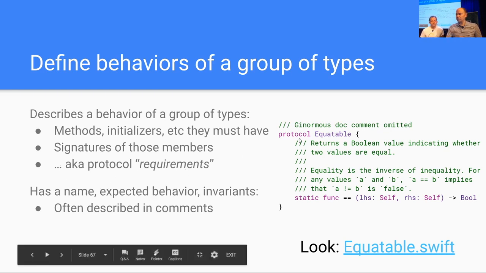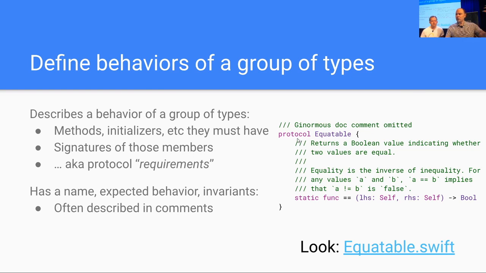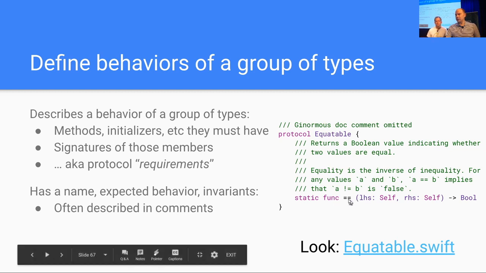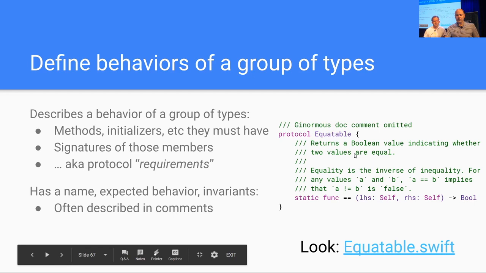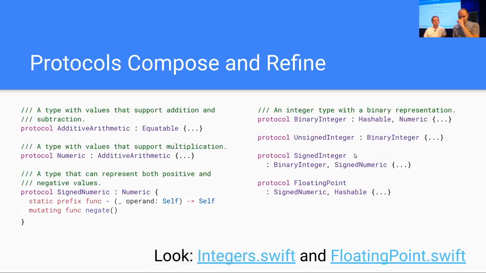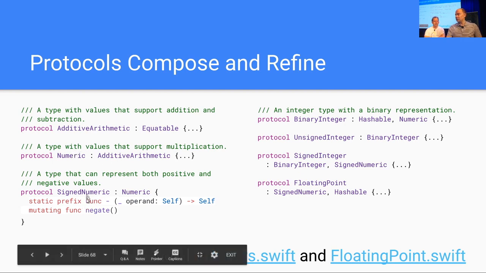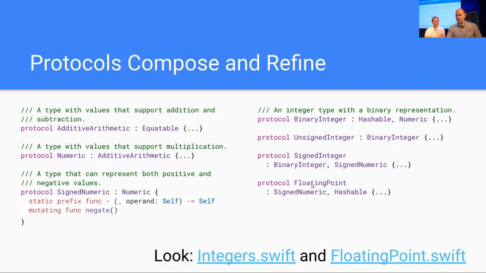One of the things that Swift has in its library is the notion of equatable. What is equatable? Well, an equatable is any type that has this equals equals operator, right? And then it says what equatability is and all that kind of stuff. Now, the cool thing about this is that you can build up towers of types. You can say equatable gets refined by additive arithmetic. And additive arithmetic is something that supports addition and subtraction. Then if you also have multiplication, you can be numeric. And if you also have negation, then you can be signed. And then you can have integers, and you can have floating point.